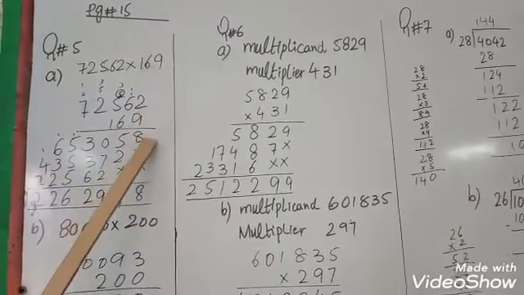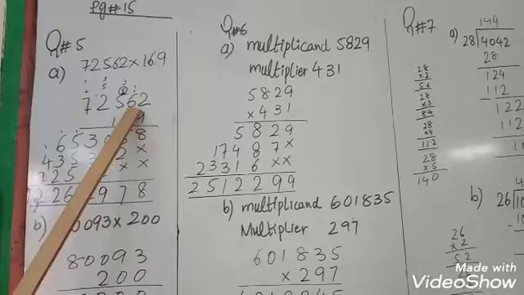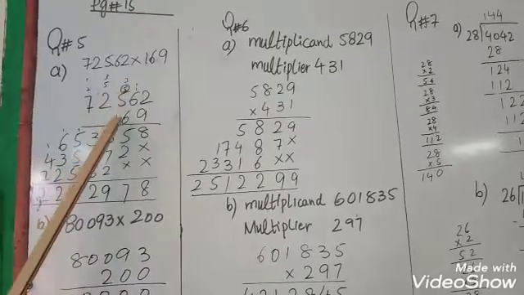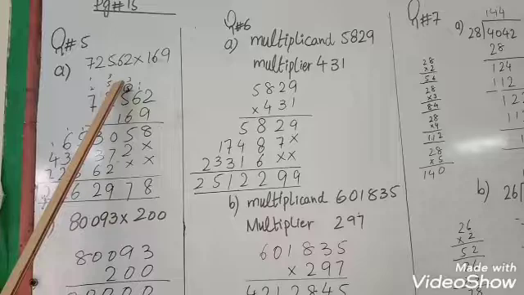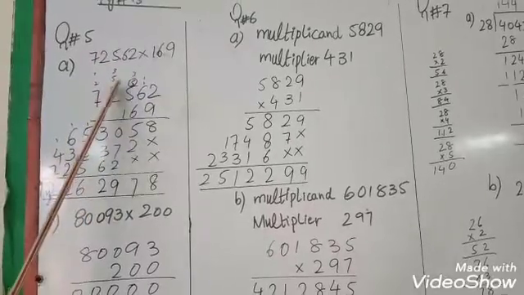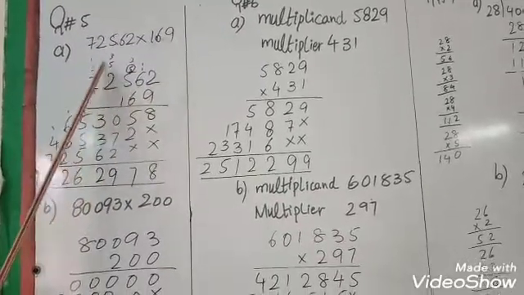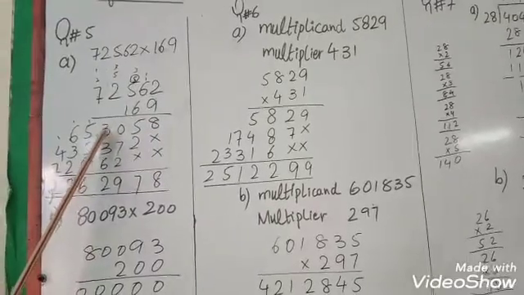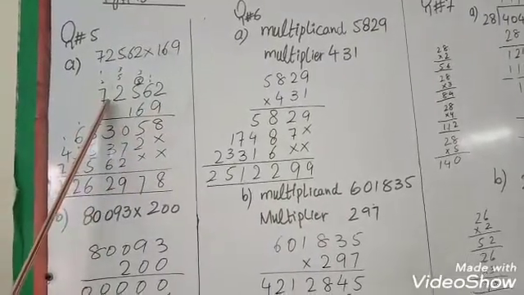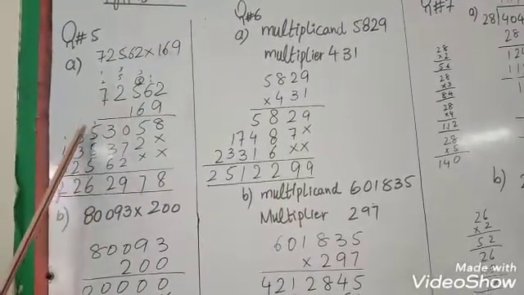9 times 2 is 18, 8, 1 carry. 9 times 6 is 54 plus 1 is 55, 5, 5 carry. 9 times 5 is 45 plus 5 is 50, 0, 5 carry. 9 times 2 is 18 plus 5 is 23, 3, 2 carry. 9 times 7 is 63 plus 2 is 65.